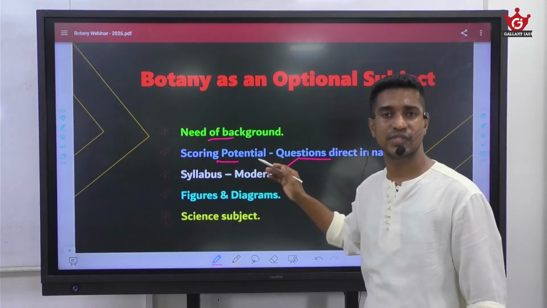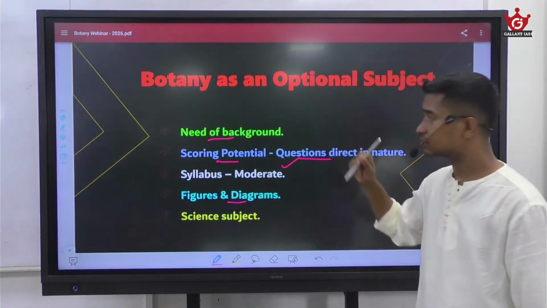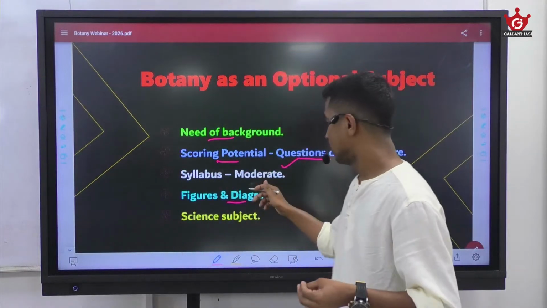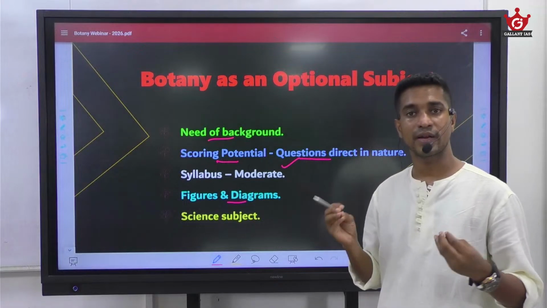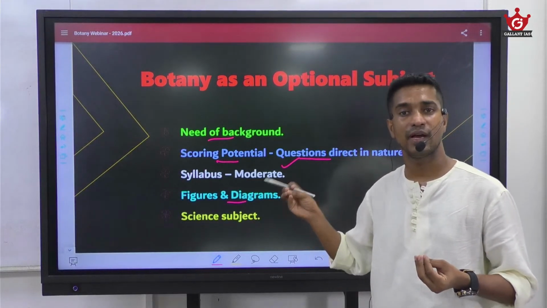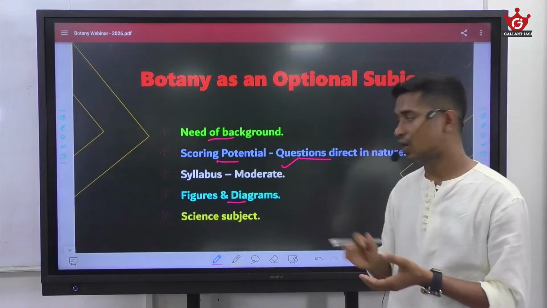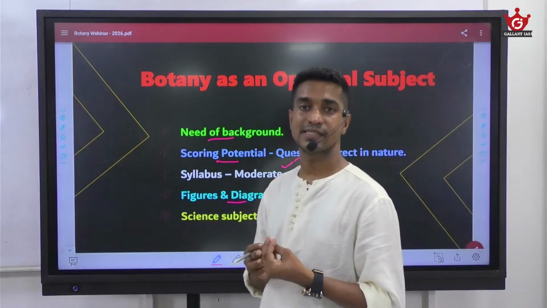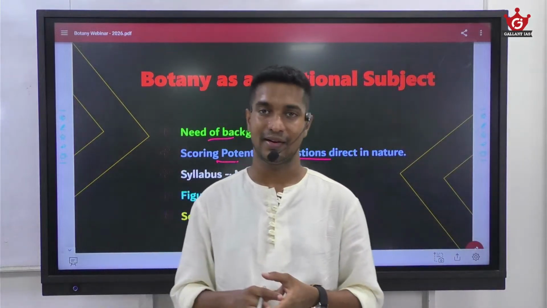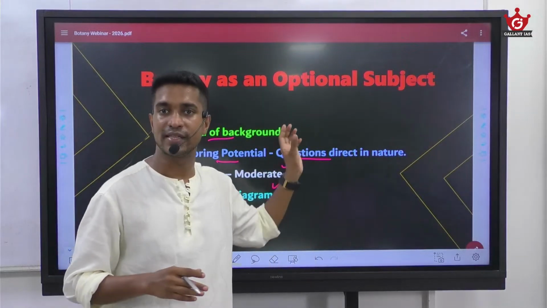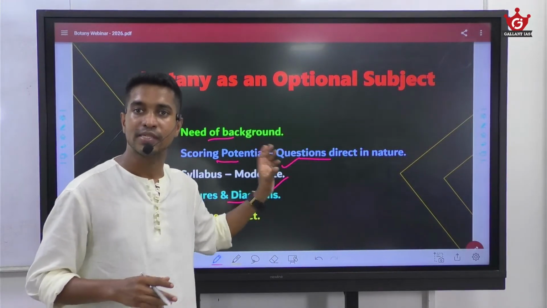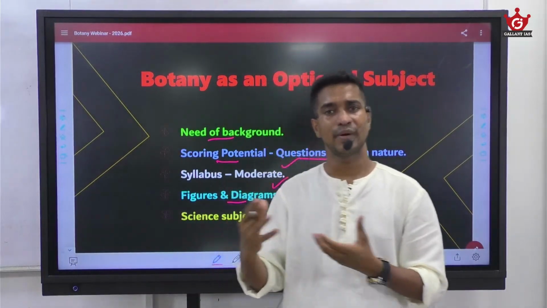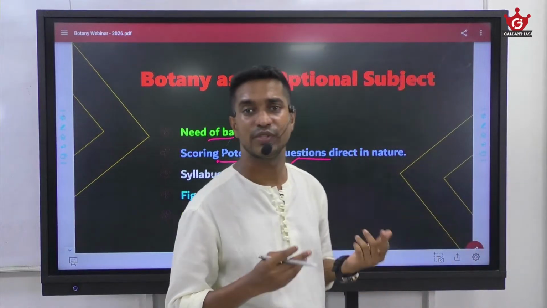The syllabus is of moderate level, and if you are opting for botany as an optional subject, you can score well with the help of figures and diagrams. In botany, anatomical questions can be asked, where you can score with figures and diagrams. Since it is a science subject, most of the questions are very direct in nature. We will go through the previous year questions, so at that time it will be more clear for you. There is no interpretation of the examiner's point of view. Most of the questions are very direct in nature.